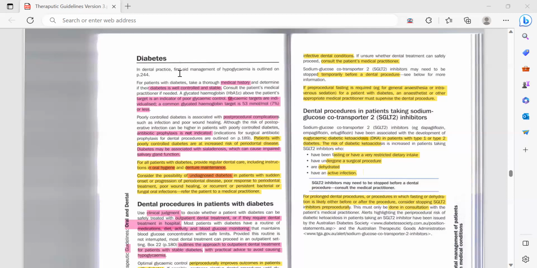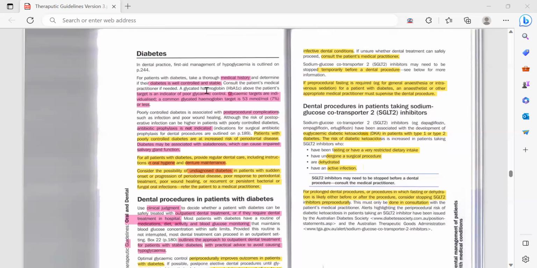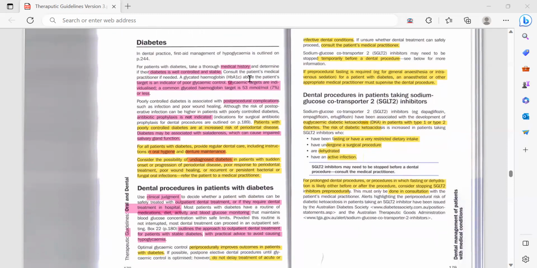Okay, so in dental practice, first aid management of hypoglycemia, we will read all these medical emergencies in a later chapter, because they are also important. If any medical emergency happens in your clinic, you should know how to treat that patient. Okay, so for patients with diabetes, you need to take a thorough medical history and determine if their diabetes is well controlled and stable. Consult the patient's medical practitioner if needed.